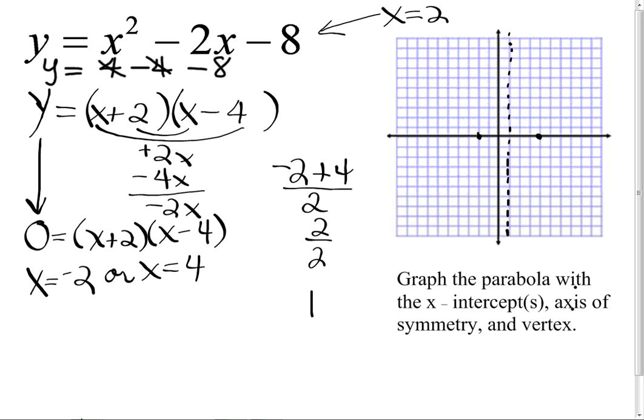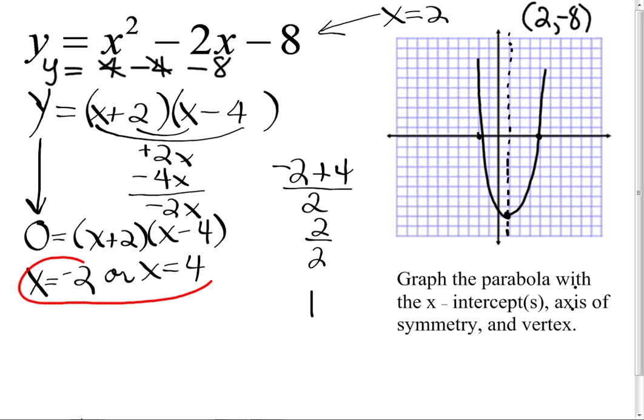So what are the coordinates? X is 1. What's y equal to? Negative 4. So now you know it's down here. 1, 2, 3, 4. And then you just draw it. A lot of applications for parabolas. Because what we do is we find the zeros, or we find the x-intercepts, and we add them.